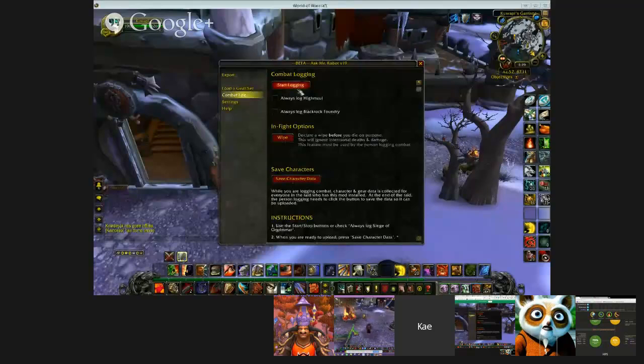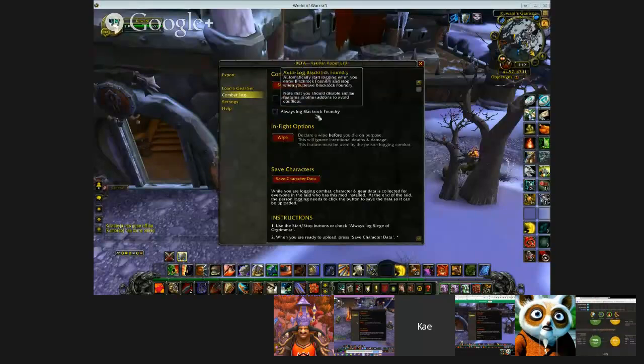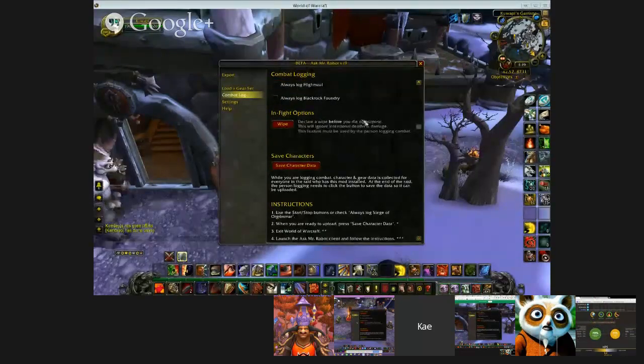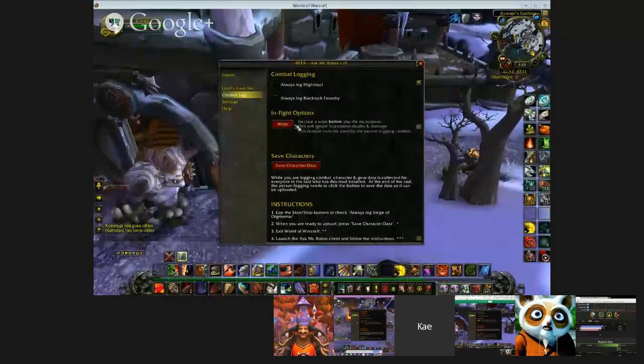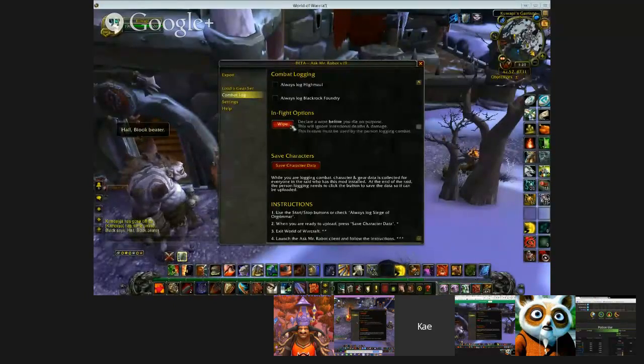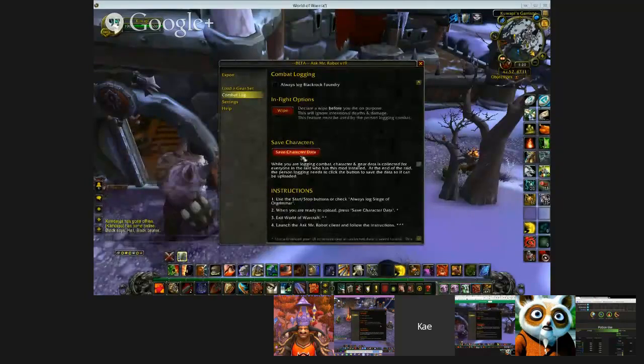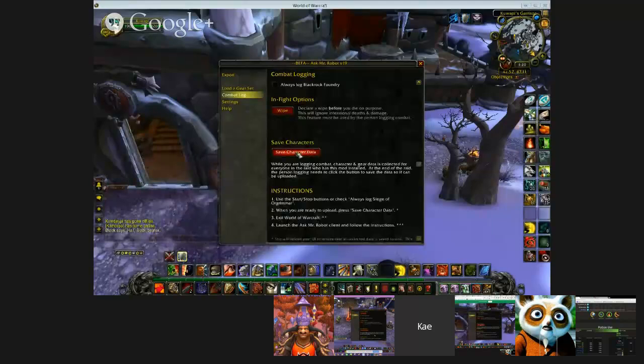But if you click on combat logs, you have the ability to start logging. You can always log Highmaul or Blackrock Foundry. Obviously, as more raids come out, these will be updated. You can also choose to wipe data. So if you go, oh yeah, we're going to die on purpose, so let's ignore this, you can click this button here. But at the end, once you're done with your fights, once you're done with the raid, you go ahead and click Save Character Data.